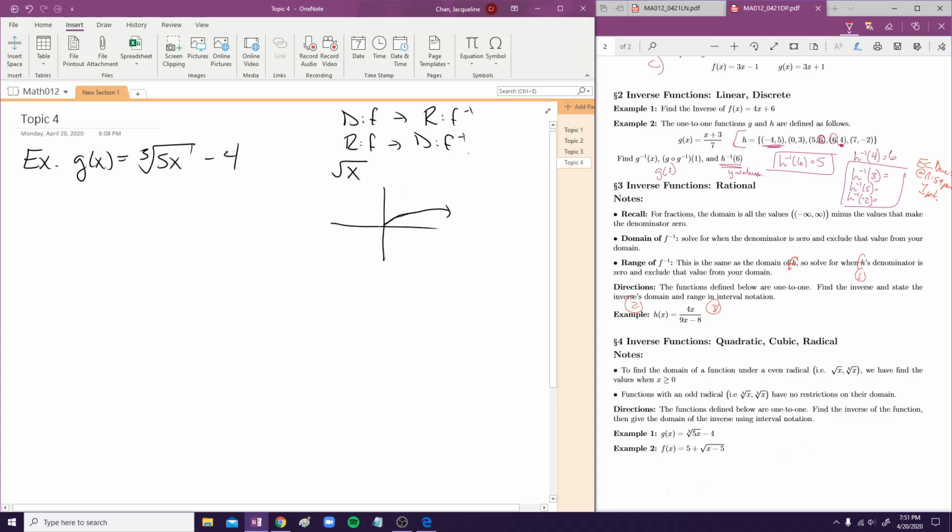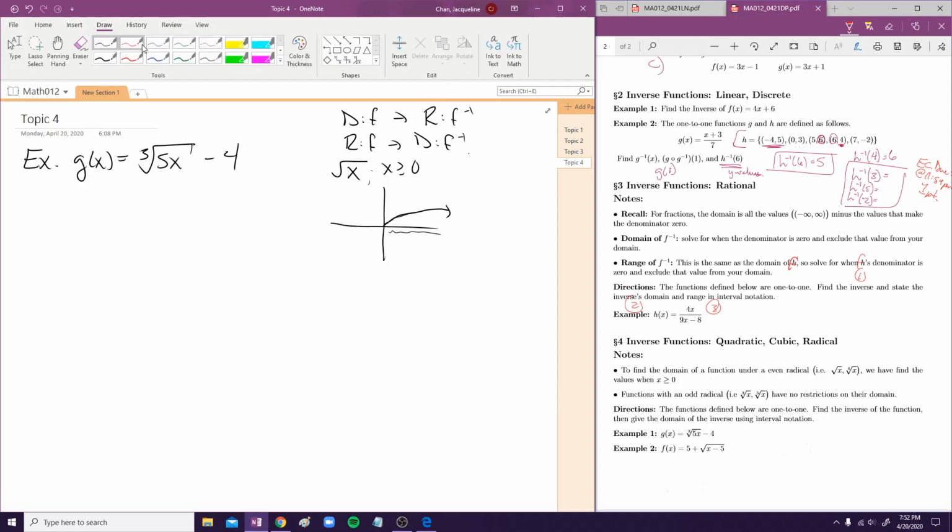As you can see, for the domain, we know that x has to be greater than or equal to 0, and that's true because we only see the x values that go this way. But if you notice, also the y values, there's nothing below here. It's also up here. So the range is y greater than or equal to 0.